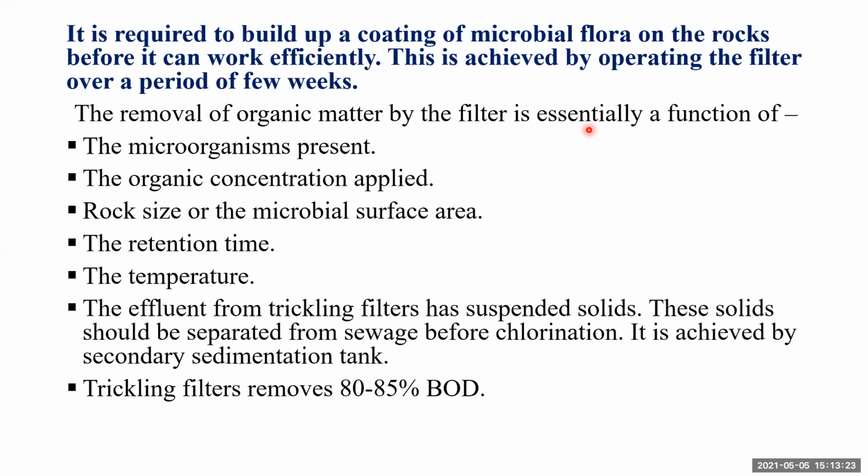The effluent which comes out from the trickling filter after filtration contains some suspended solids, because microorganisms have oxidized the dissolved organic matter and converted it into insoluble form. So the suspended solids are present in the effluent. They are separated before chlorination by using a secondary sedimentation tank. And a trickling filter removes 80 to 85% of BOD present in the sewage. So that is all about the trickling filter. And in the next presentation, we will discuss activated sludge.